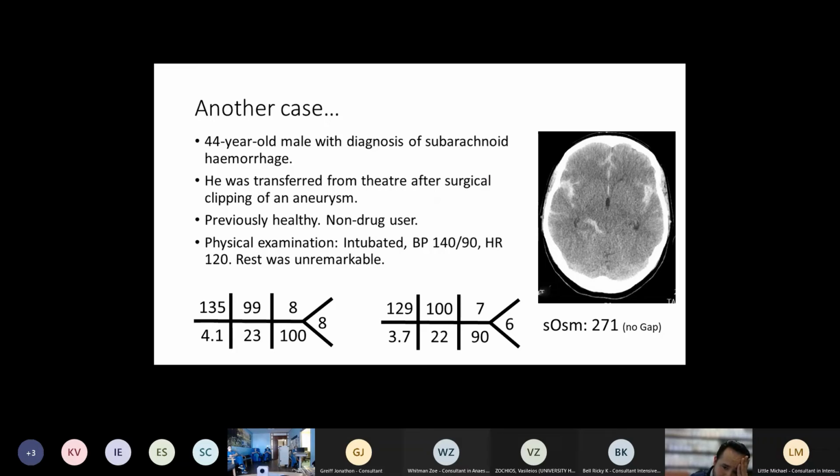This is another case, this is for neurosurgery. This is a 44-year-old man with a subarachnoid hemorrhage. This patient came from theater after the clipping of the aneurysm. The patient was healthy. On physical examination, the patient was intubated with a blood pressure of 140/90, a bit tachycardic, but the rest was okay. The problem is that a few hours later, the sodium has dropped from 135 to 129, and this is within 6 hours.